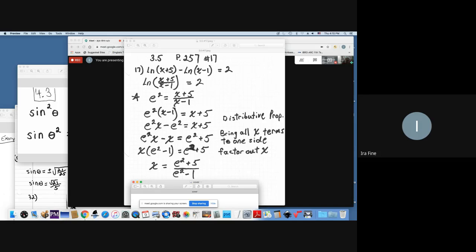Okay? I just wanted to show you that, because I know a lot of you probably never saw in algebra how to get x by itself in a problem like this, particularly if there's an e squared here, which is really just a number, but that number is just kind of coming along for the ride. So that's the key here, okay? All right, so I wanted to go over that with you.